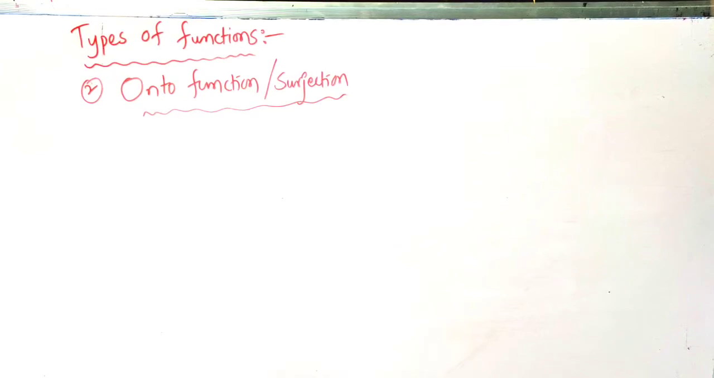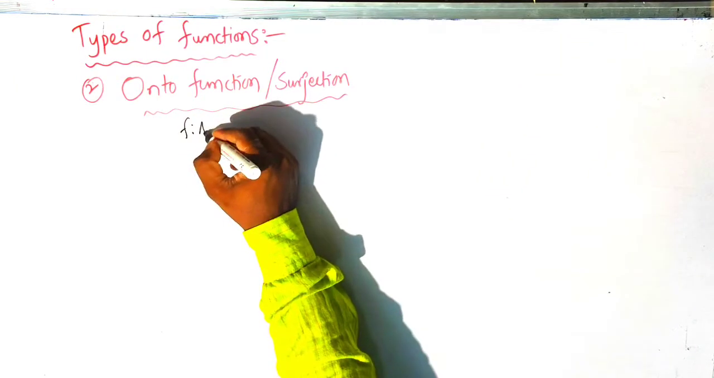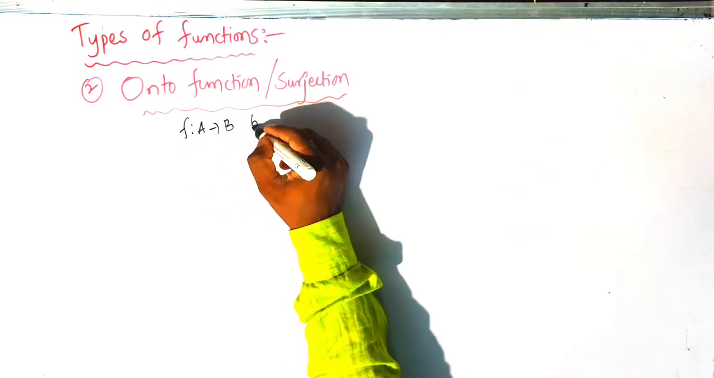Right. Next one, onto function or surjection. Onto function or surjection. Let f from A to B be a function.